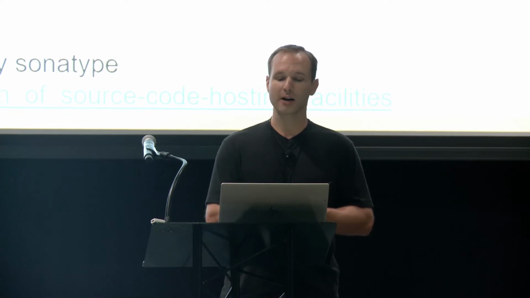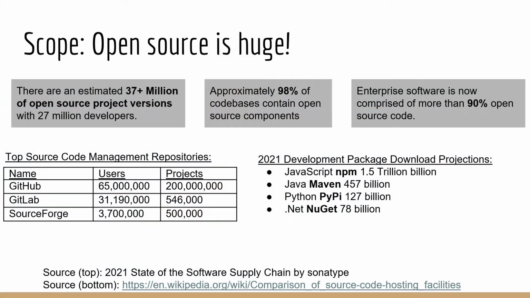But first, let's talk about open source. It is the scope of open source. It's huge, and it's good to review some of these statistics. 98% of code bases contain open source components, and roughly 90% of enterprise software is comprised of open source code. So the community is huge, and it's growing almost exponentially. That was something that really surprised me as I was doing some of my research. Interesting fact too, the Windows operating system is built on large quantities of open source code.